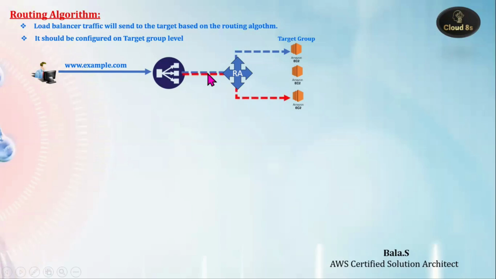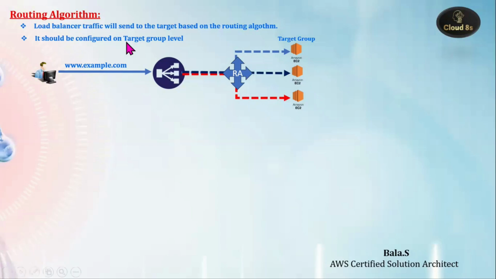If another user tries to connect, the routing algorithm will validate the algorithm and send the traffic to another EC2 instance. And when a third user tries to connect to the load balancer, it will validate the same way and forward the traffic. So we will discuss more about that.